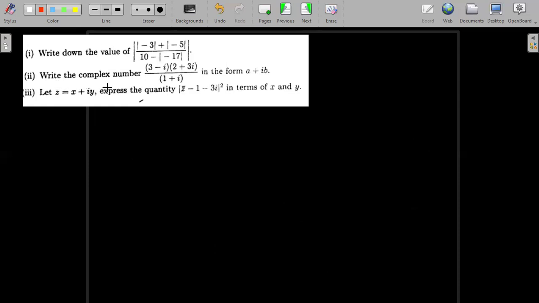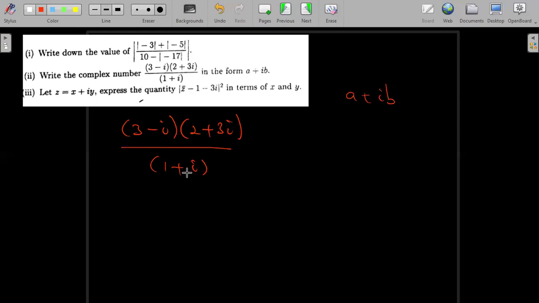We are told to write the complex number in the form a plus ib. So when you look at it, you have 3 minus i, times 2 plus 3i, divided by 1 plus i. Then they tell you to write it in the form a plus ib. So now, to get to this standard form, what can I do?